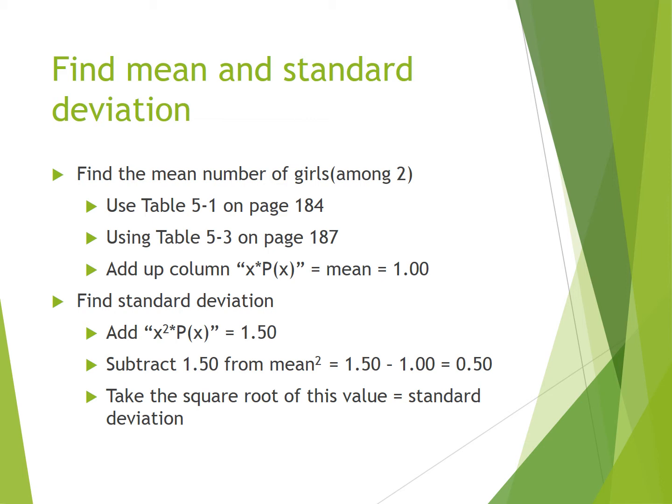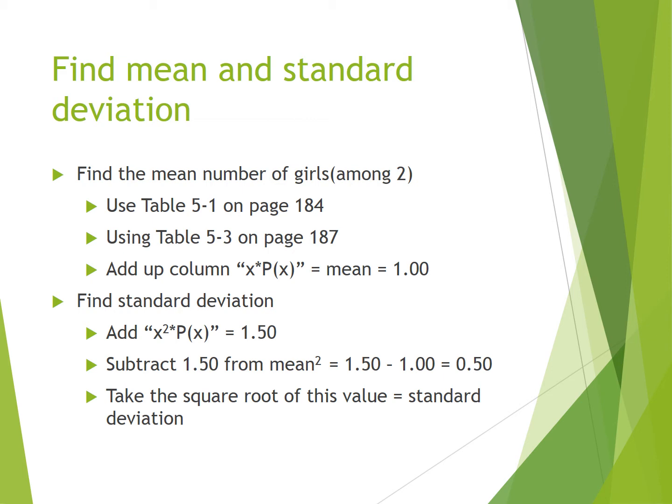Now let's go to page 187 and look at this table. Notice how they've set up a third column from table 5.1 that is called x times p of x. And what they did was they multiplied 0 times 0.25, 1 times 0.5, and 2 times 0.25. They then add that column up, and that column is the mean. The sum of that column is the mean.